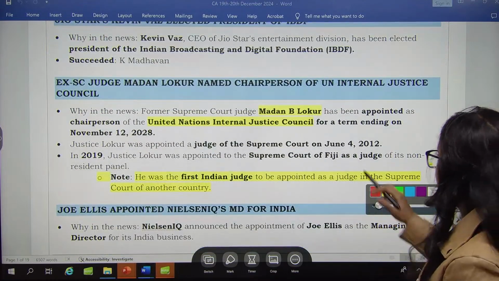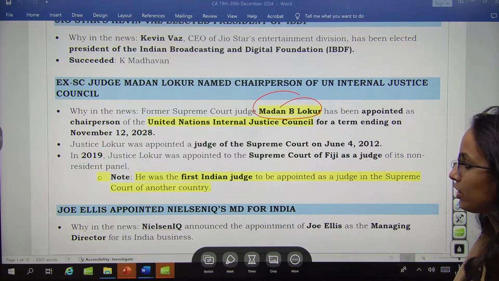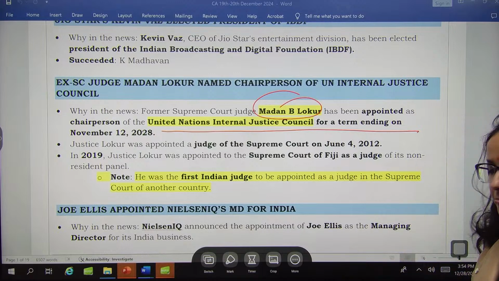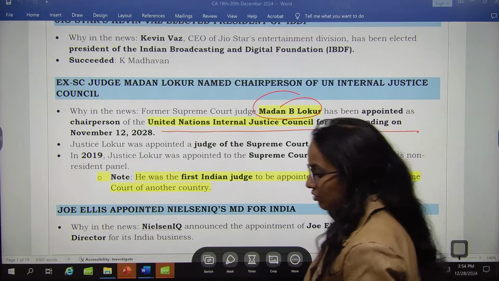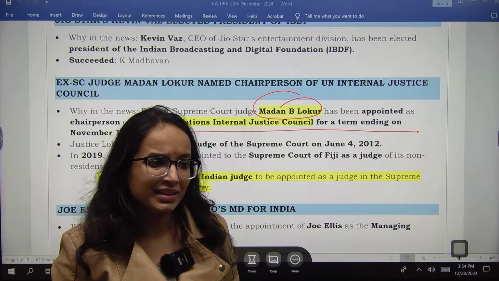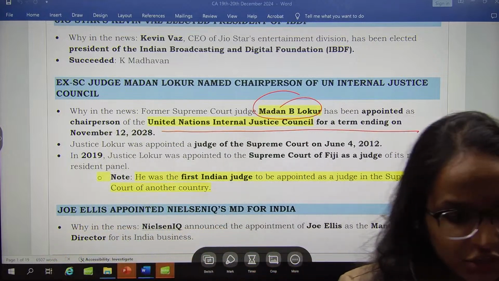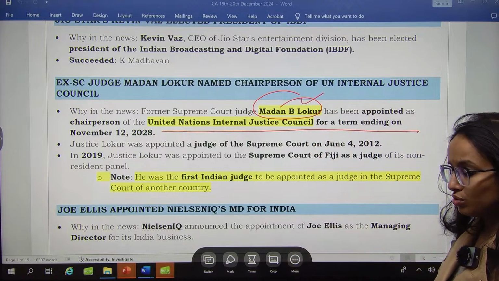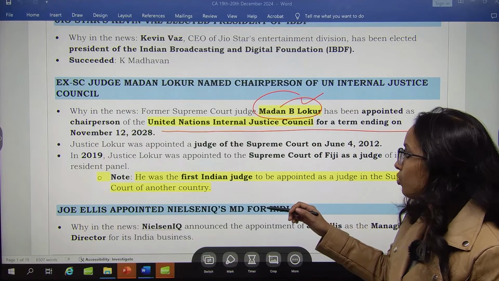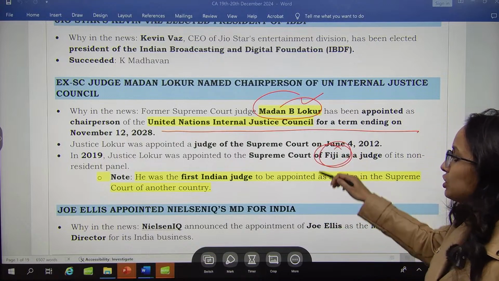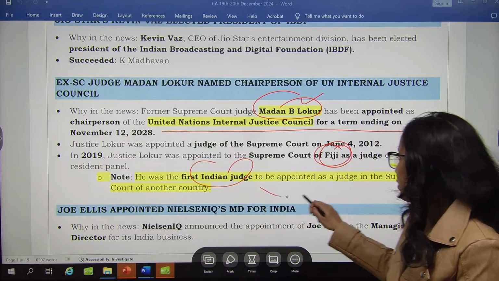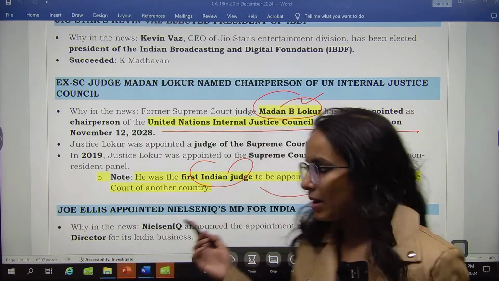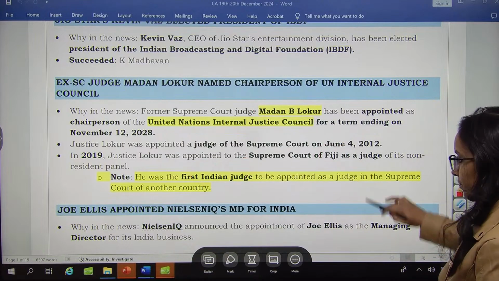Then you have Madan B. Lokur. Madan B. Lokur has been appointed as chairperson of the United Nations Internal Justice Council, which ensures internal governance, ethical conduct and justice delivery in the United Nations, right? And remember, Madan B. Lokur was also a judge of the Supreme Court of Fiji. That's why he was the first Indian judge to be appointed as a judge in the Supreme Court of some other country apart from India. So remember this name, Madan B. Lokur.